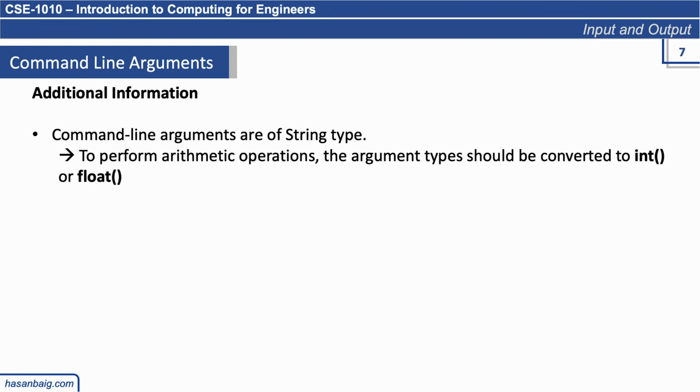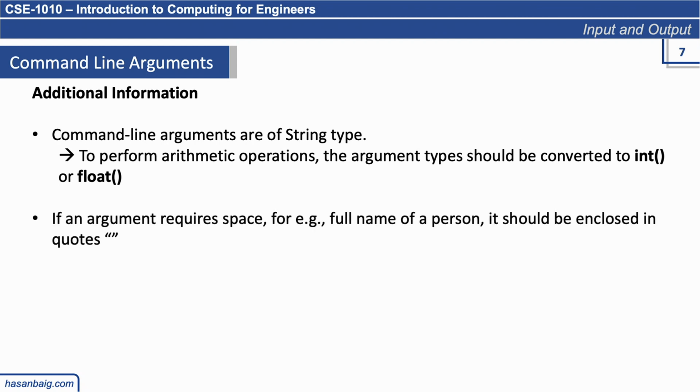If you are passing an argument like python, file name, and let's say 12, 13, they are string type arguments. So in order to perform arithmetic operations on those arguments, you have to first convert them into either integer or floating point value. Okay.